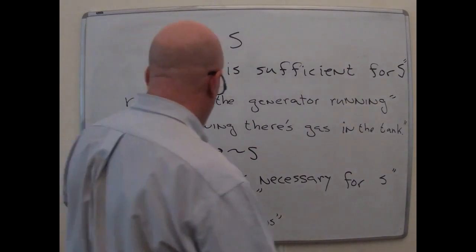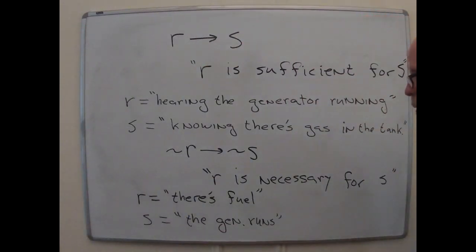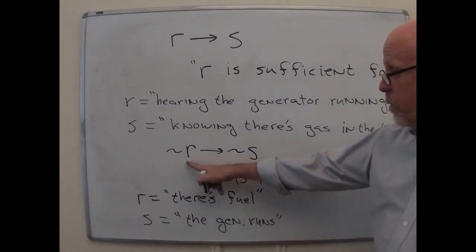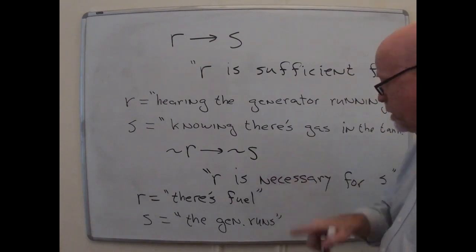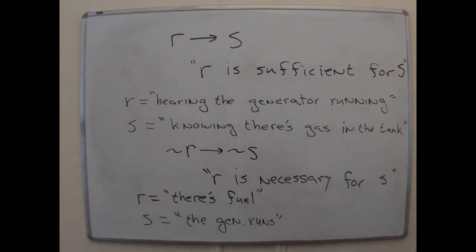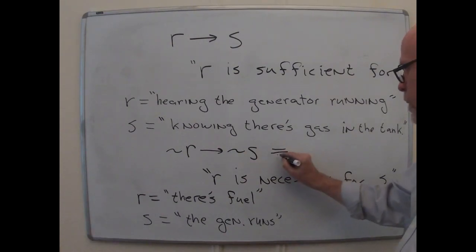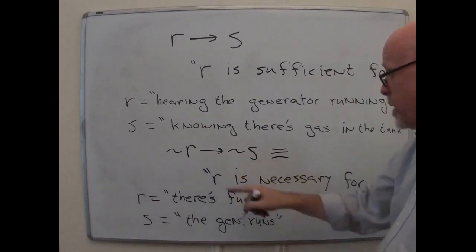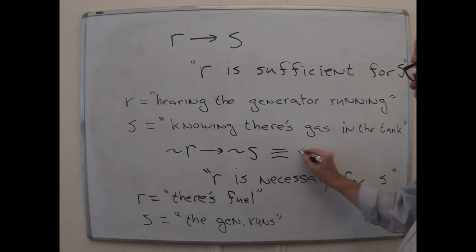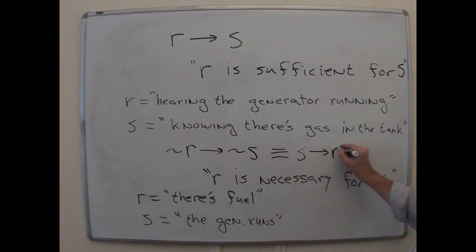Let's look at it in terms of not R implies not S. What it's saying is, if there's no fuel, then it's not going to run. And that makes sense too, doesn't it? But this is equivalent to, well, that's just the inverse of R implies S, so it's the same as the converse of R implies S. In other words, it's the same as S implies R.